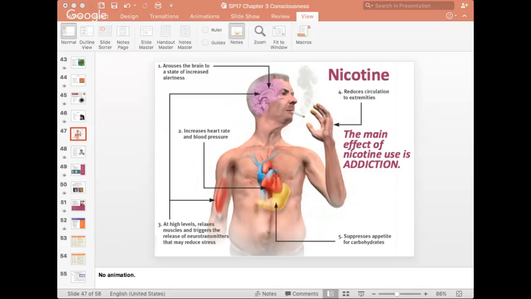It's actually a stimulant because it arouses you. It does reduce circulation to your extremities. So if you see someone that's a chronic smoker, you might notice their fingertips or even their toes kind of discolored, because it reduces the circulation to your extremities. But it gets blood pumping, increases alertness, and suppresses appetite.